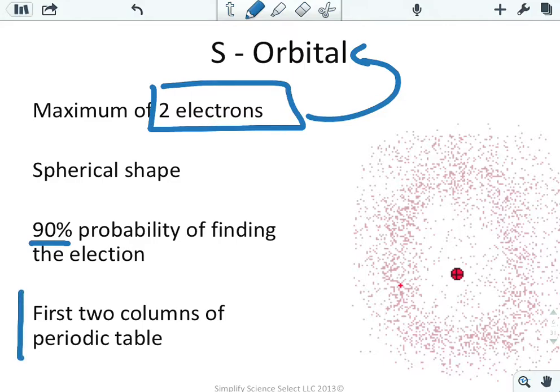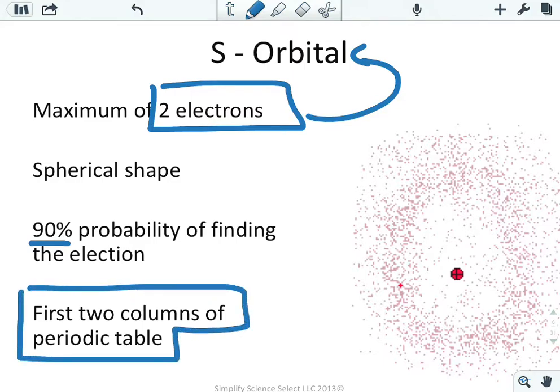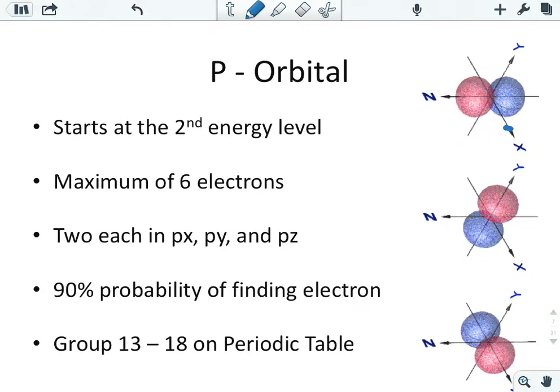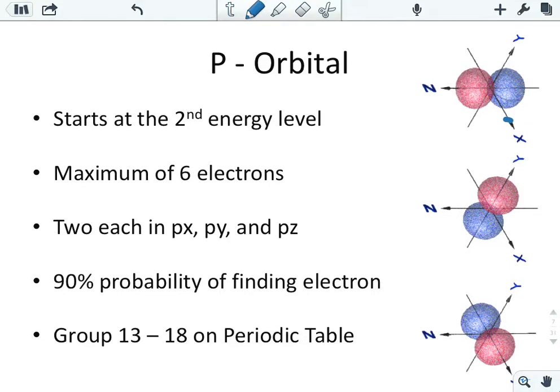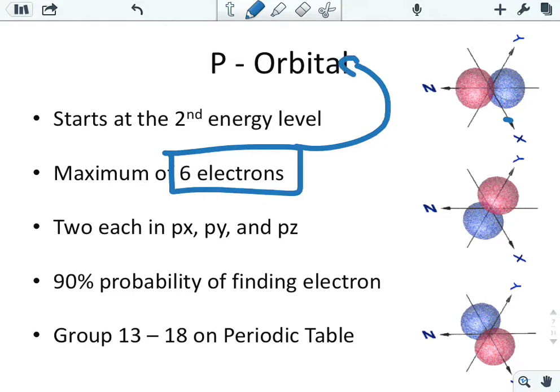We call them the s block, and we're going to talk about that and look at the periodic table and point those out. Okay, the next orbital that we have is the p orbital. It starts in the second energy level and has a maximum of 6 electrons. So if 6 electrons can fit into the p orbital, we know that 2 electrons fit in each sublevel.